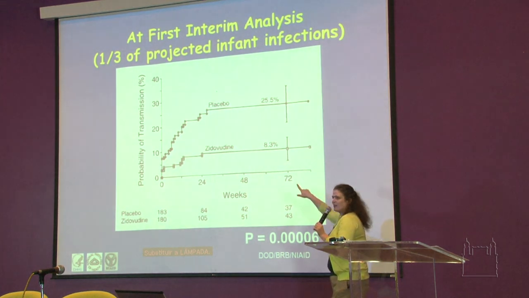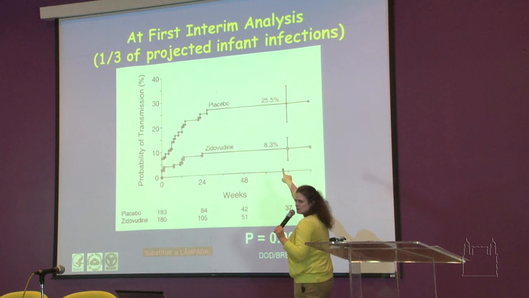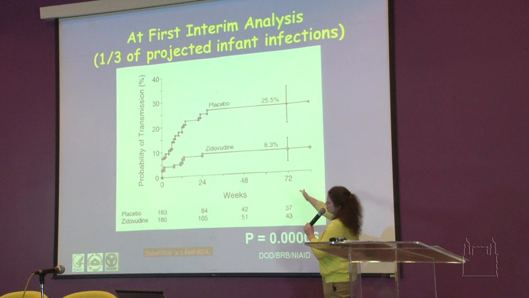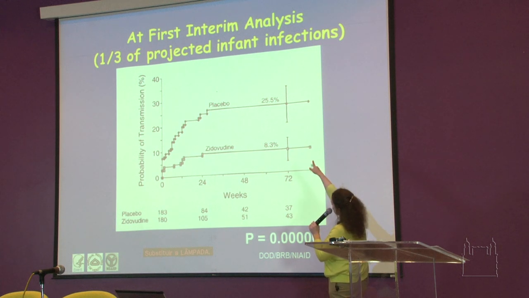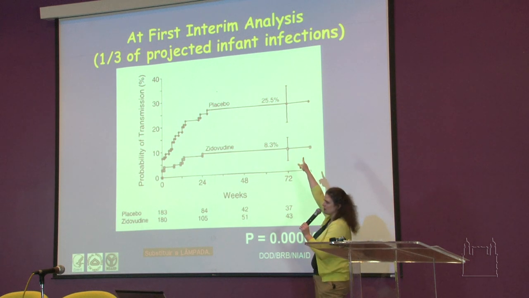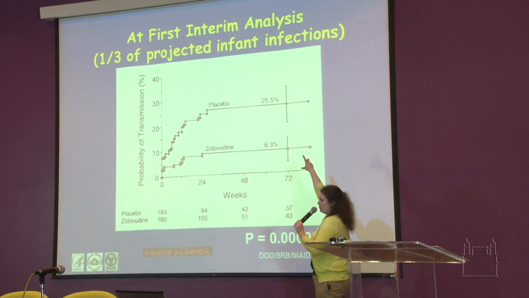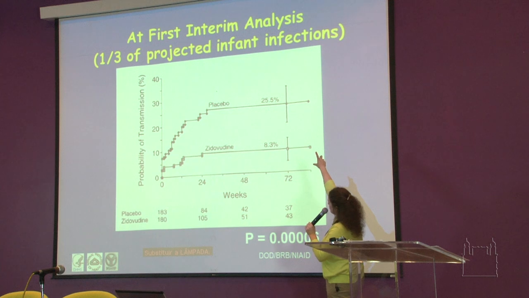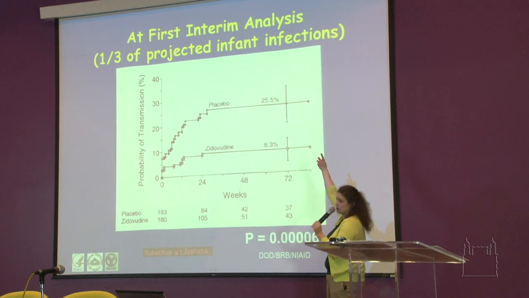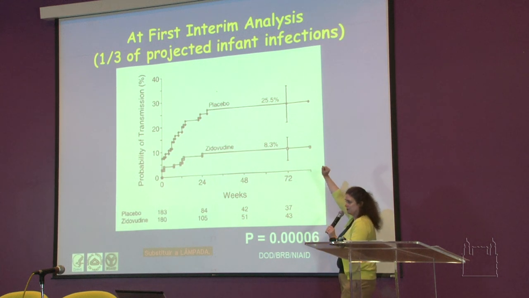Now remember, I planned that my placebo rate of transmission was supposed to be 30%. I'm looking at 72, not 78 weeks, but at 72 weeks, I've got 25.5% transmission in my placebo group. But I've put the confidence interval on here. That confidence interval actually did include 30%, but it's pretty wide.